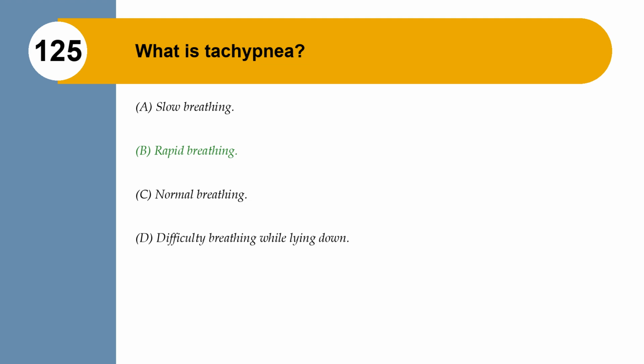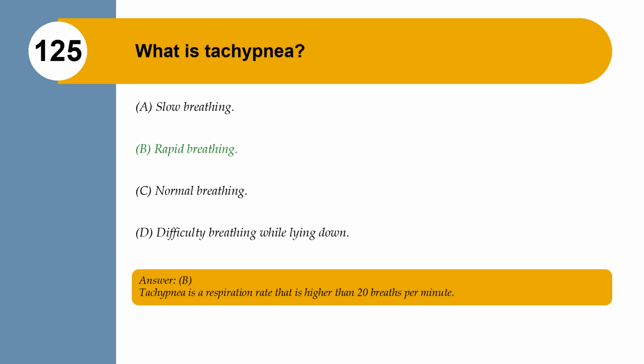The correct answer is option B, rapid breathing. Explanation. Tachypnea is a respiration rate that is higher than 20 breaths per minute.